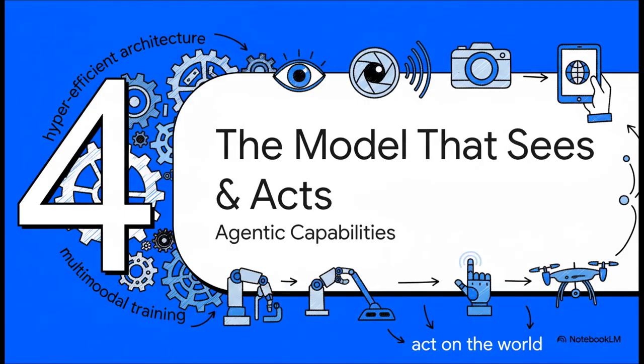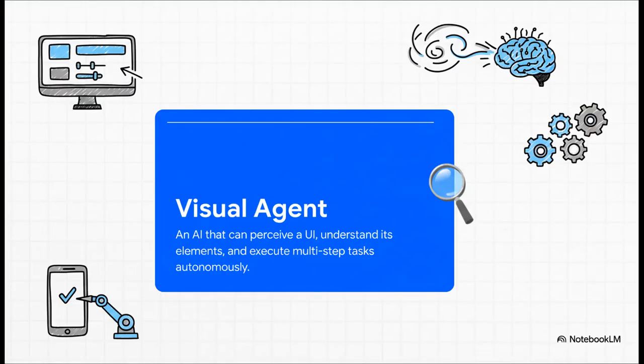So, what happens when you combine this hyper-efficient architecture with this native multimodal training? Well, you get something pretty special. You get an AI that doesn't just see the world, it can actually act in it. This is what we call a visual agent.